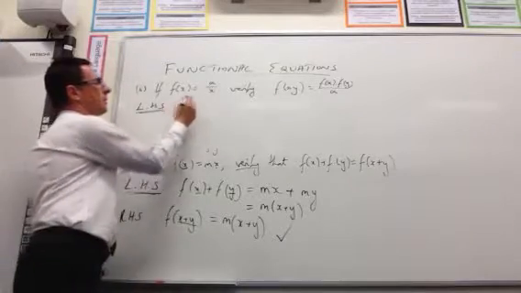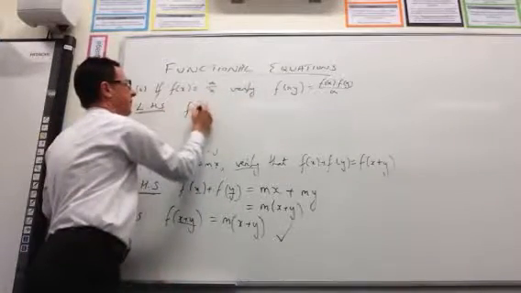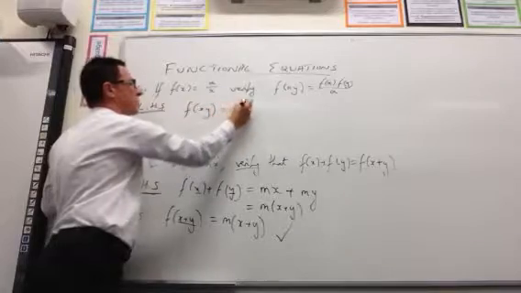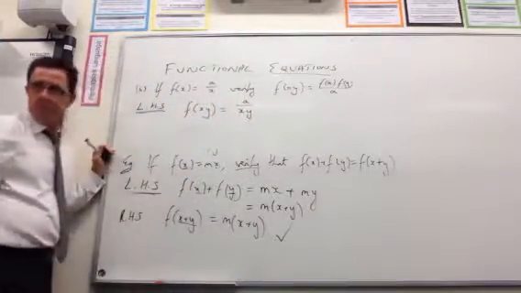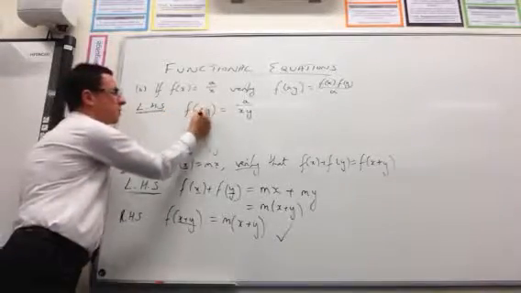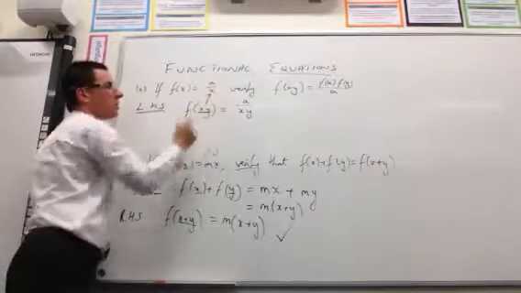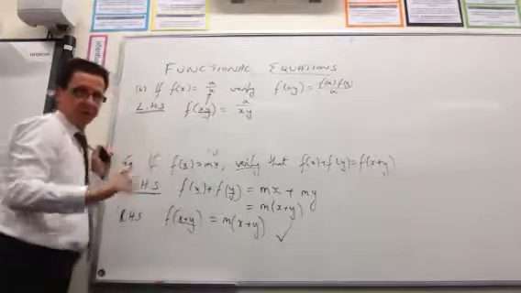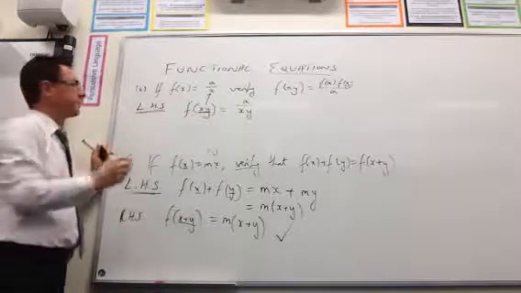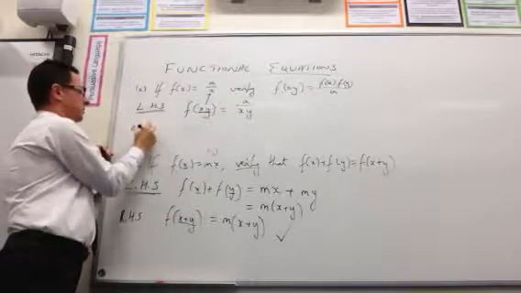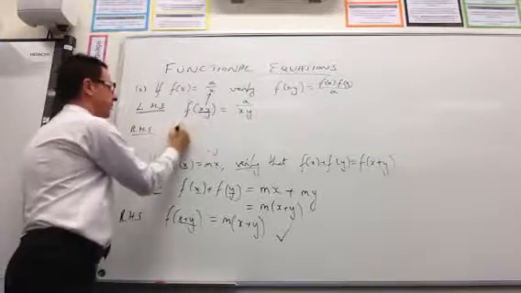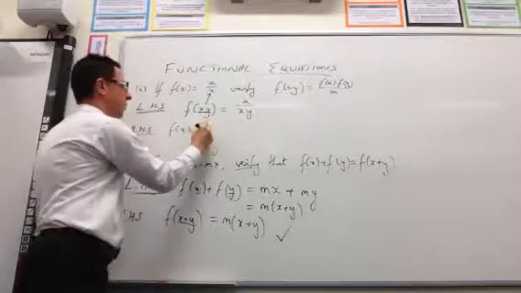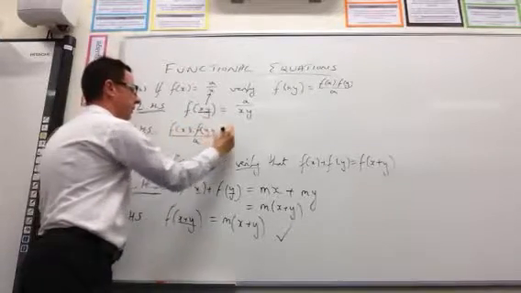So left-hand side, f(xy) is equal to a over xy. True? What's in the bracket takes the spot of x. That's all I do. Done. Finished. Leave it. Right-hand side is f(x) times f(y) divided by a.